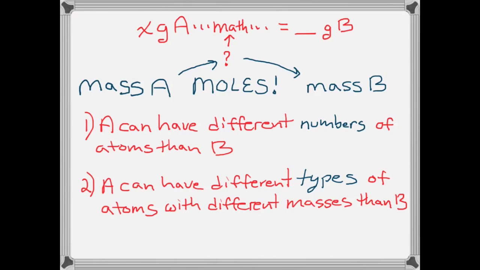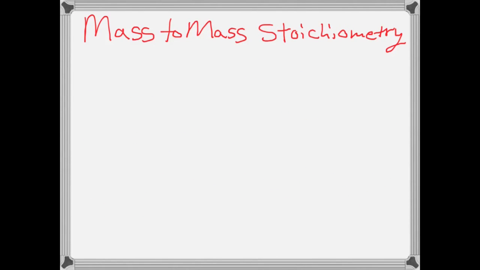So, in our problem here, our first job is to convert a mass of A into moles, and then we'll go from moles back to the mass of B. Moles do a lot for you, so think of them as your friend. So now, let's solve our mass-to-mass stoichiometry problem. The first thing we're going to do is to convert the number of grams of A that we have into the number of moles of A that we have.